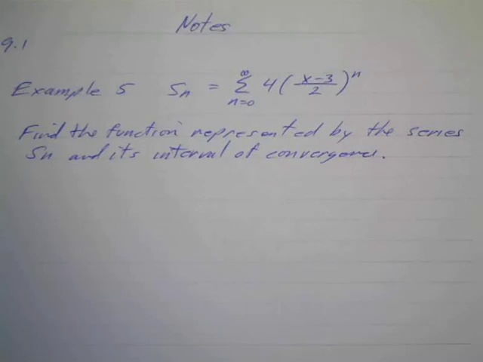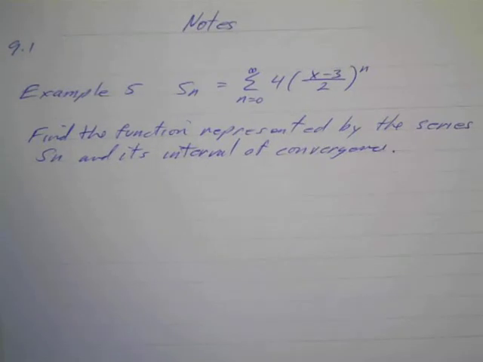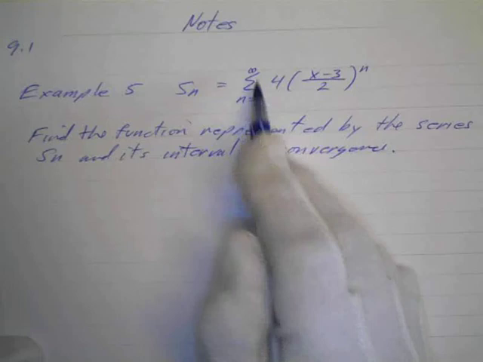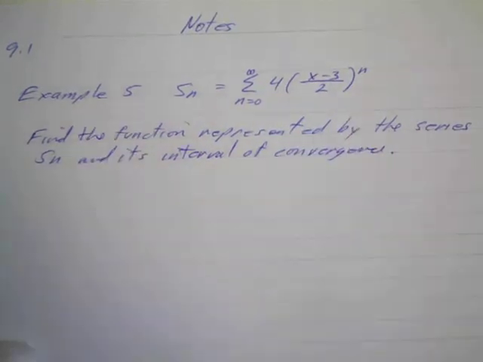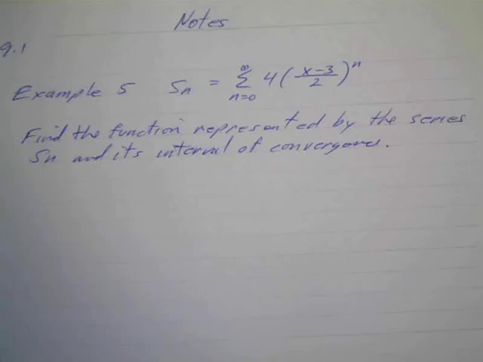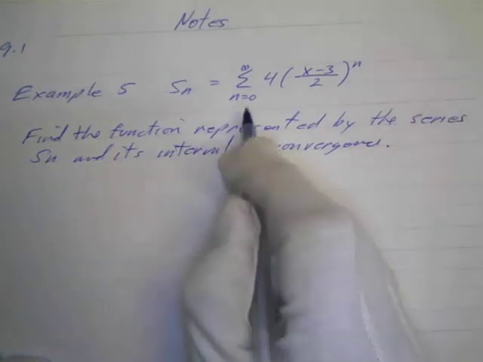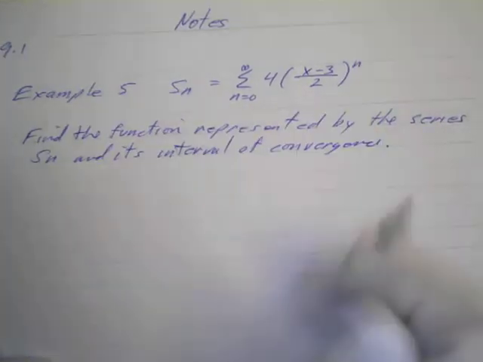Here's another example from 9.1 or some notes here. Find the function represented by the series S sub n and its interval of convergence, where S sub n is the sum from n equals 0 to infinity of 4 times the quantity (x minus 3) over 2, to the n power. So again, let's write down a few terms just to get an idea of what this looks like. When n is 0, that's going to be 1, so we're just going to have 4.